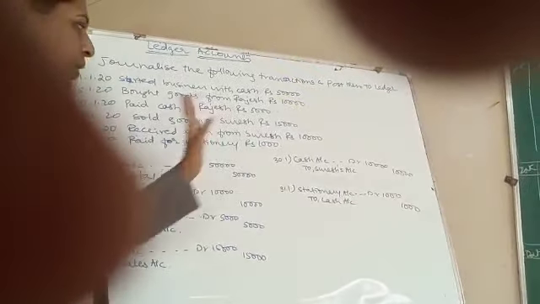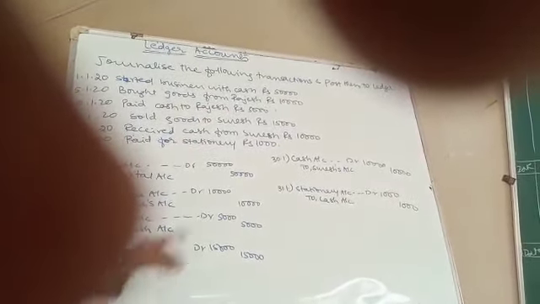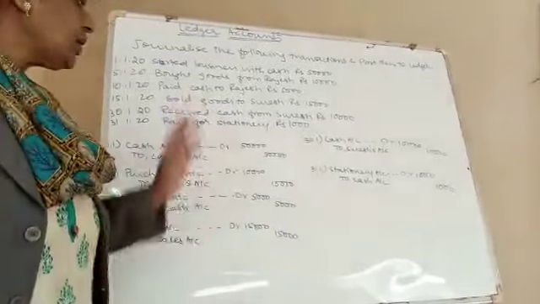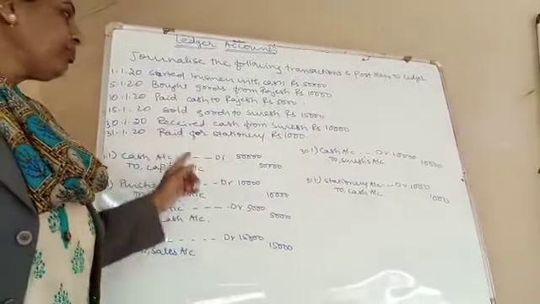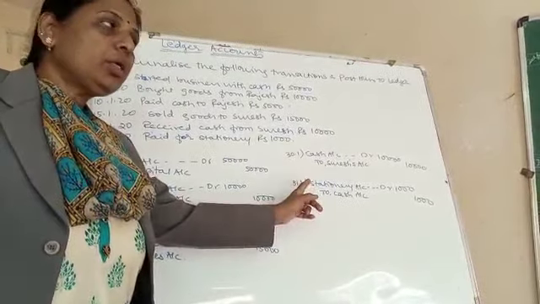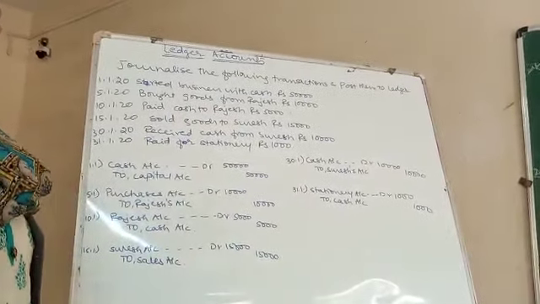Received cash from Suresh. The journal entry is cash account debtor to Suresh account. Come to the next. Paid for stationery. Paid means cash. And the journal entry is stationery account debtor to cash account. Okay. Now come to the next.